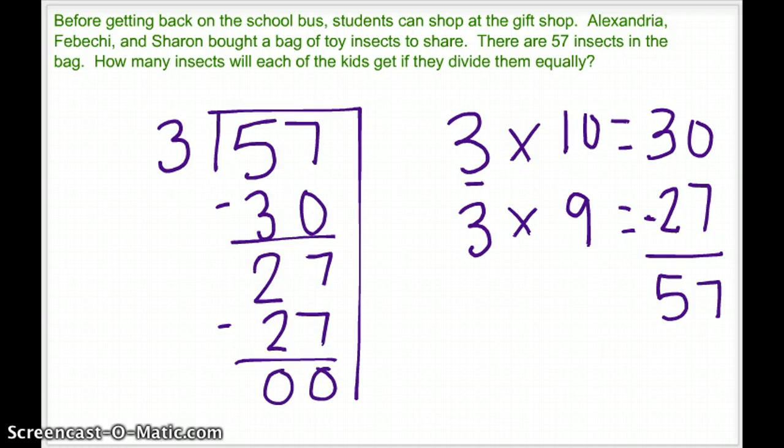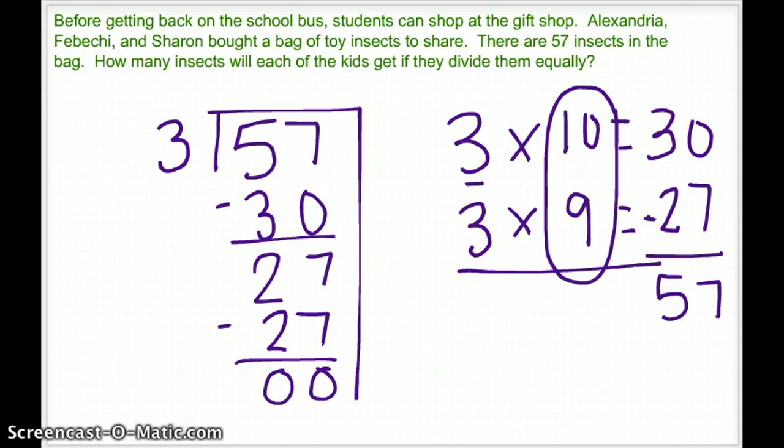So that means all 57 bugs have been spoken for. If I'm dividing them amongst 3 people, I have to think about how many groups of 3 did I make. I made 19. I took 10 groups of 3 and then 9 groups of 3. 3 times 19, sorry, 19 groups, should be equal to 57.